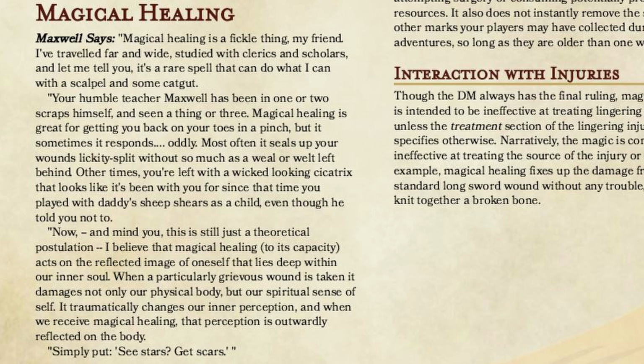Now, and mind you, this is still just a theoretical postulation. I believe that magical healing, to its capacity, acts on the reflected image of oneself that lies deep within our inner soul. When a particularly grievous wound is taken, it damages not only our physical body, but our spiritual sense of self. It traumatically changes our inner perception, and when we receive magical healing, that perception is outwardly reflected on our body. So simply put, see stars, get scars, right?